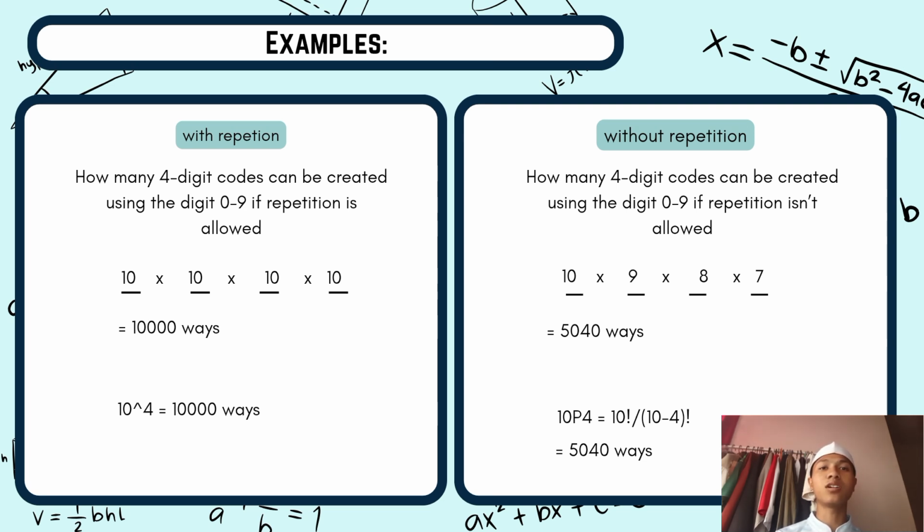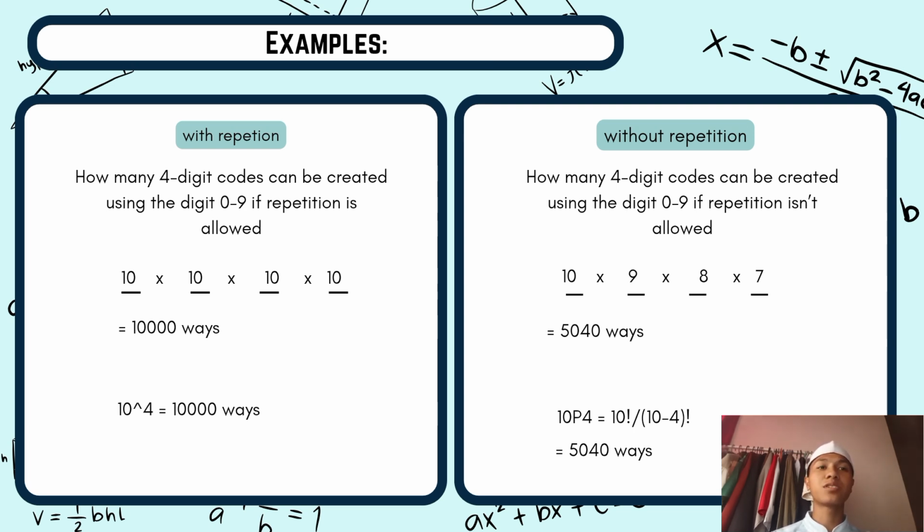So we have 2 ways to answer the question. The first one, you draw the line of 4-digit codes and use the number of digits that we have. So 10 times 10 times 10 times 10, we got 10,000 ways. Or we can use the formula, 10 power of 4, which equals the same answer. Next, we go to the without repetition. We use the same question, but repetition is not allowed.